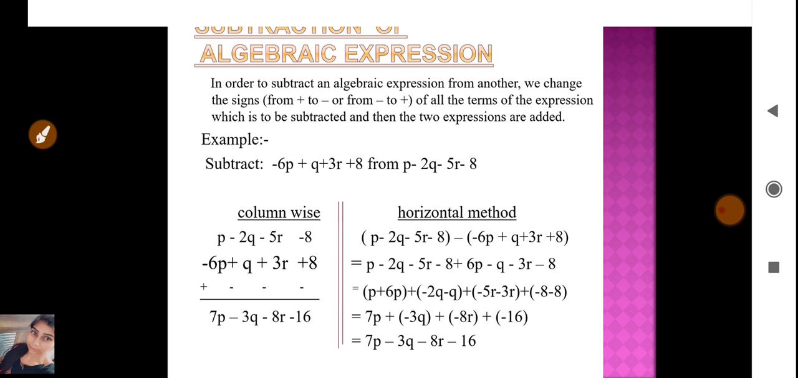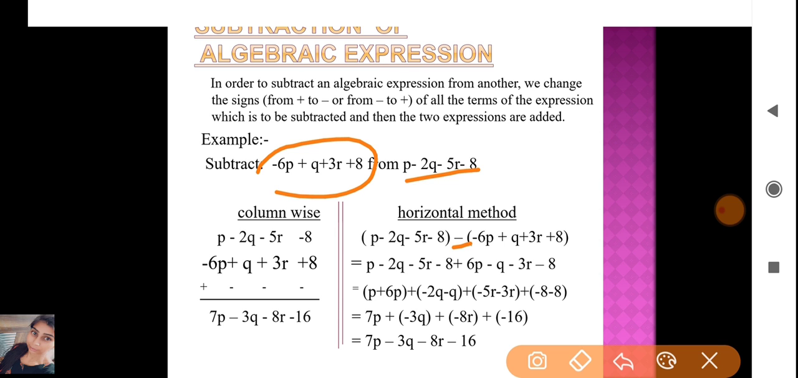Now let us start with the horizontal method. First step, write down this expression first, then put a minus sign and write down the expression that you're going to subtract. So p minus 2q minus 5r minus 8, then minus, and keep the terms in brackets because we have a minus sign in between. First step, open the bracket and multiply by the minus sign.